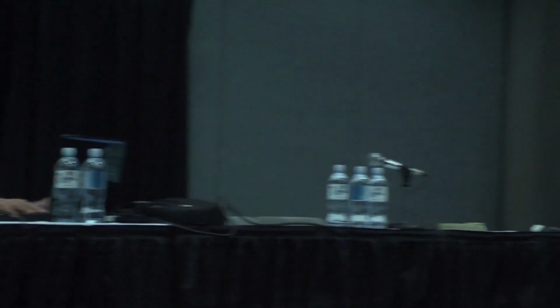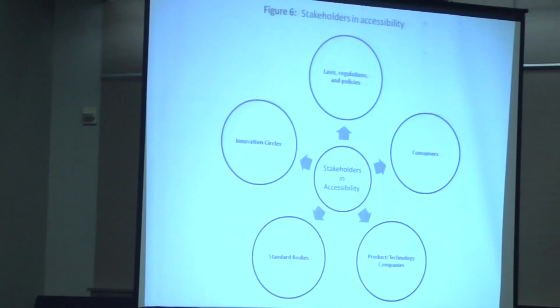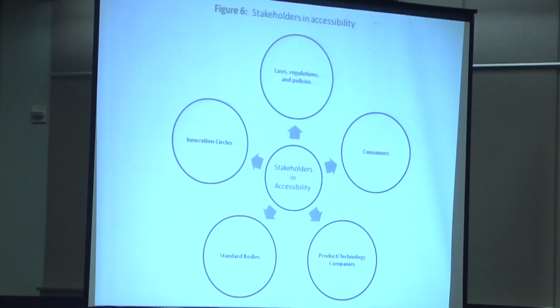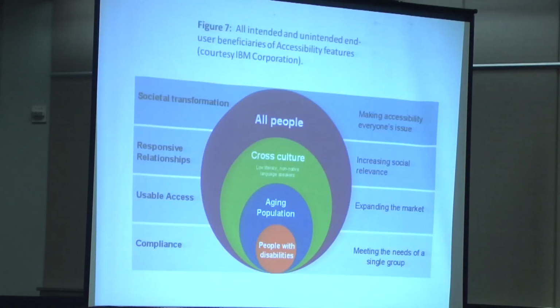So this is just a typical process of how the usability process is implemented. There were four groups, and in this one you can see usability, and then there are four other areas by which usability needs to be implemented. Accessibility becomes a little bit more complex because accessibility involves a few more stakeholders. So there are, let's see, that's the next slide. So this is in terms of the beneficiary, how the accessibility features can benefit everybody.